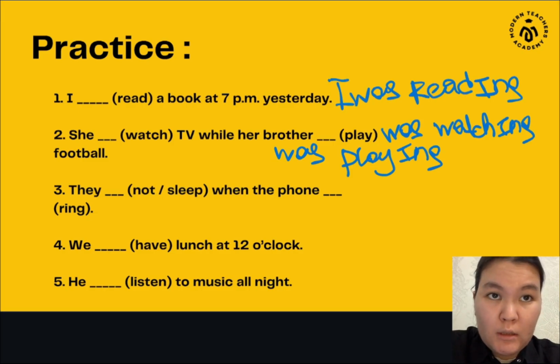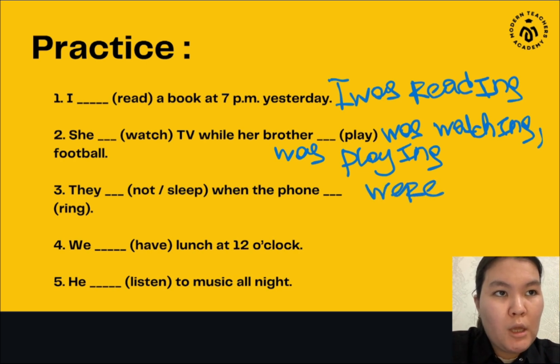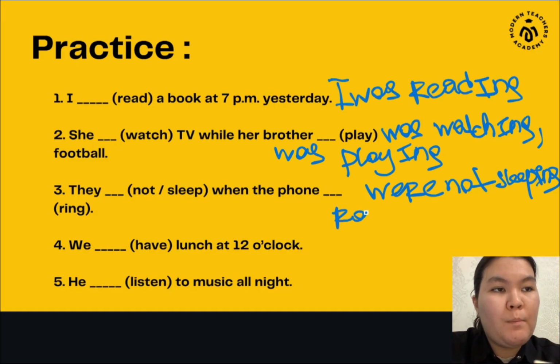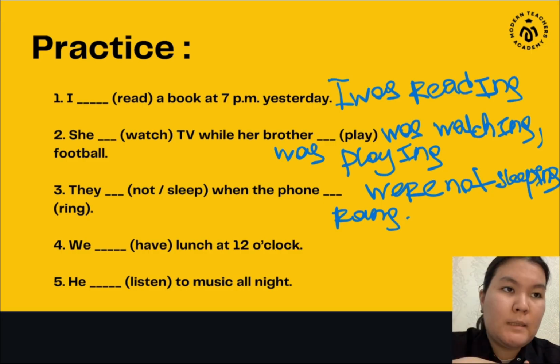In the third sentence, as you see, it starts with they, so of course after they we put were. They were. It's a negative sentence, so there will be not. They weren't sleeping, then of course ing. When the phone rang, it's past simple. Why? Because if the first part of the sentence is in the past continuous, then the next part of the sentence ends with the past simple. We will talk about it later.